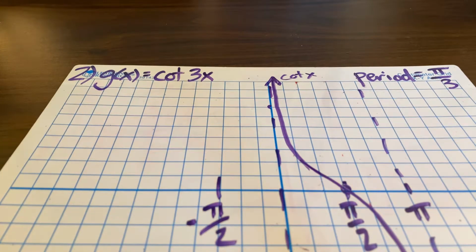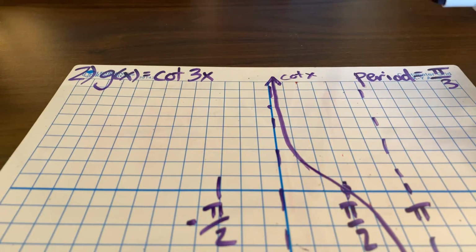I wanted to talk to you about a few of the problems from the 9.5 homework, part A. And let's start with question number 2. It asks you to identify the graph of g of x equals the cotangent of 3x.